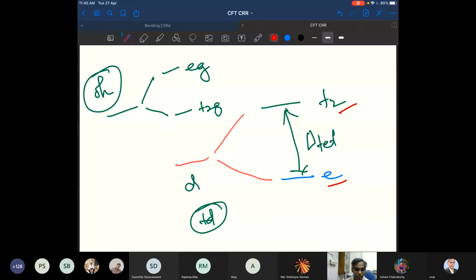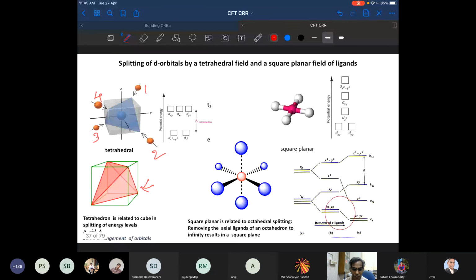Tetrahedral geometry lacks, anybody? Sogam? Center of symmetry, right? Center of inversion is not there. So we won't write EG or T2G, right? Don't make a mistake. Many students make this mistake, because octahedral is EG and T2G. Then they write the same on tetrahedral also. No, completely wrong. You'll get 0 marks. Now we go E and then T2 orbital.